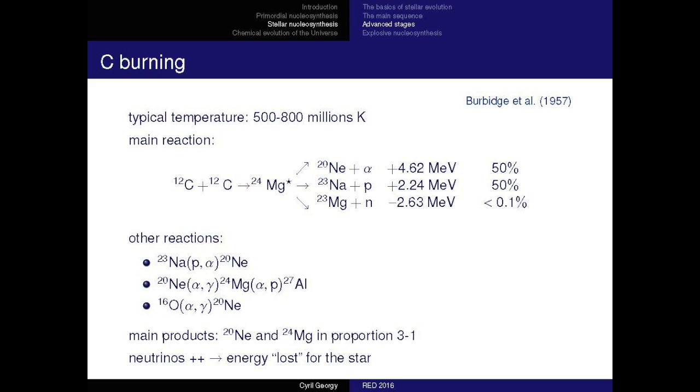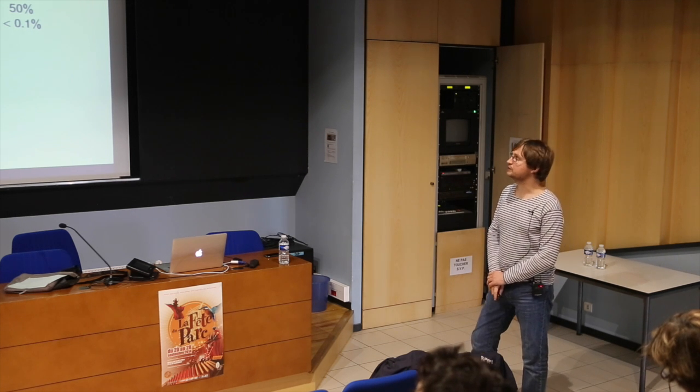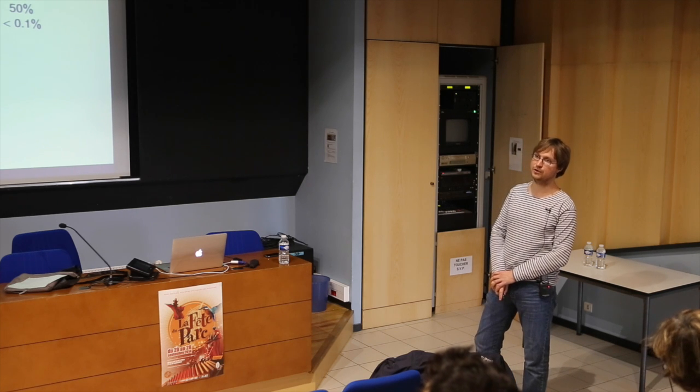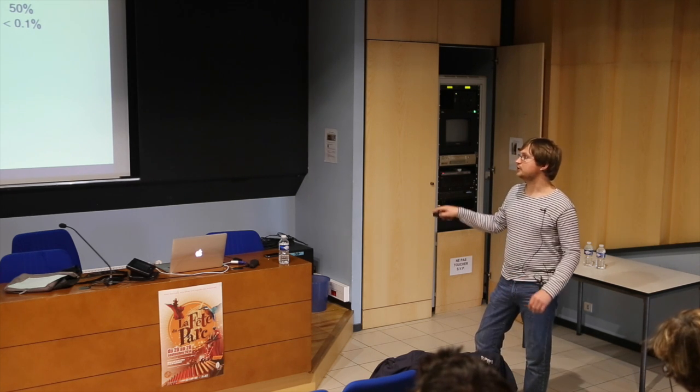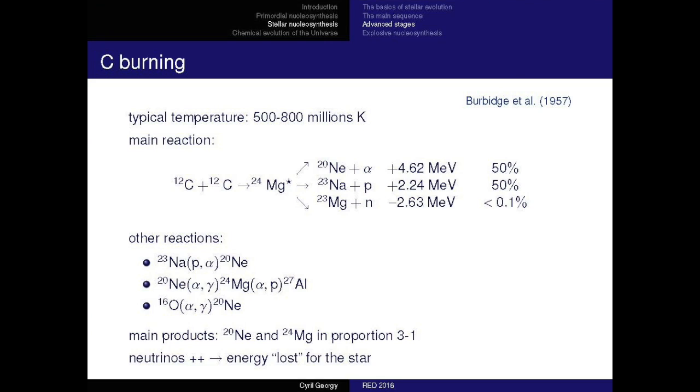An important thing here is that from this reaction you produce a lot of neutrinos. This was not the case during the first cycles of hydrogen burning and helium burning, but the reactions concerning the carbon burning and the successive reactions that will take place in the future from carbon burning produce a huge number of neutrinos. And neutrinos are particles that interact very, very little with ordinary matter.